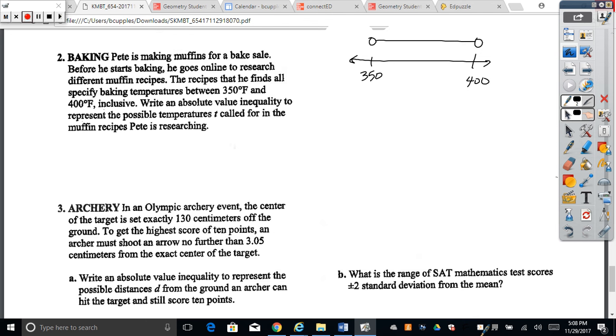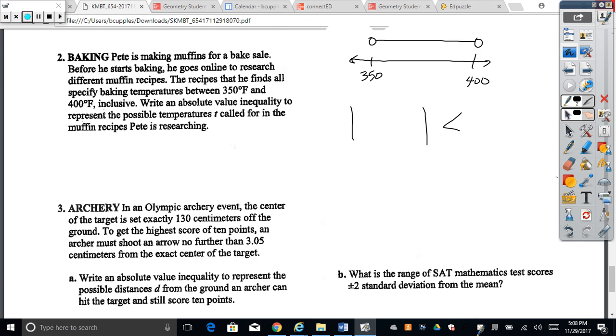Now, if we look at this, temperatures between 350 and 400, this is an and sequence. Remember, there's no arrows here. It's in between. And when we're doing an absolute value inequality, we know that it's got to be less than, right? If it's an and sequence, it's got to be less than.